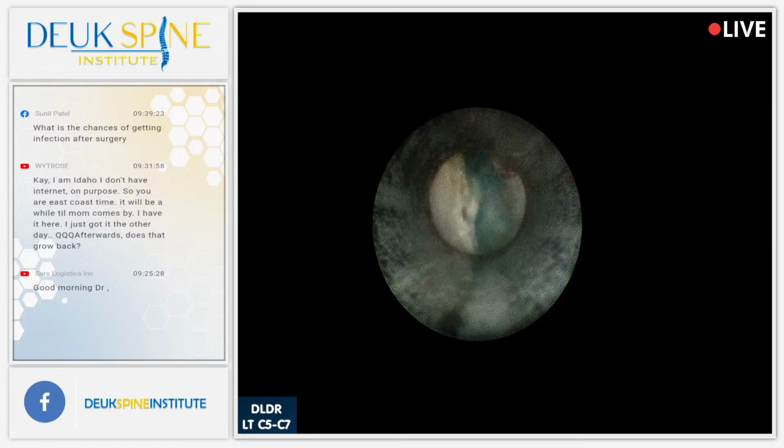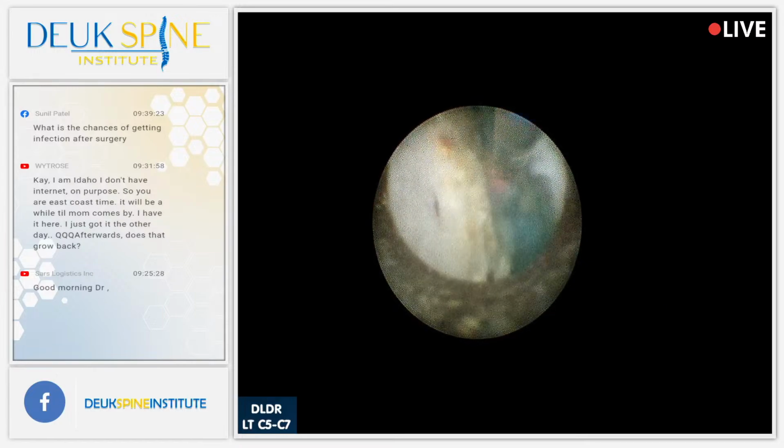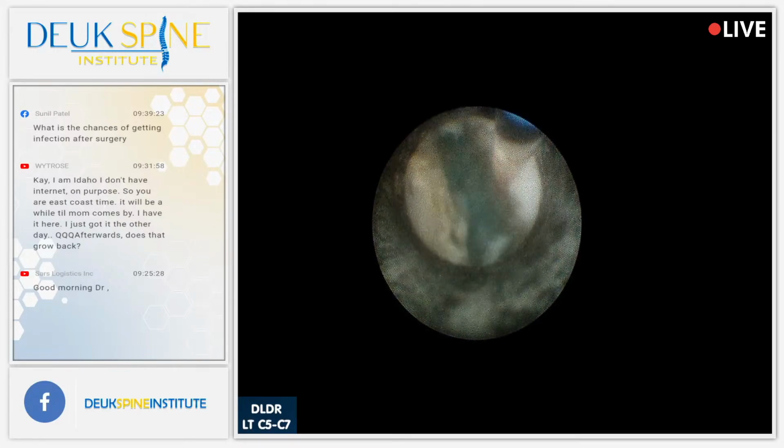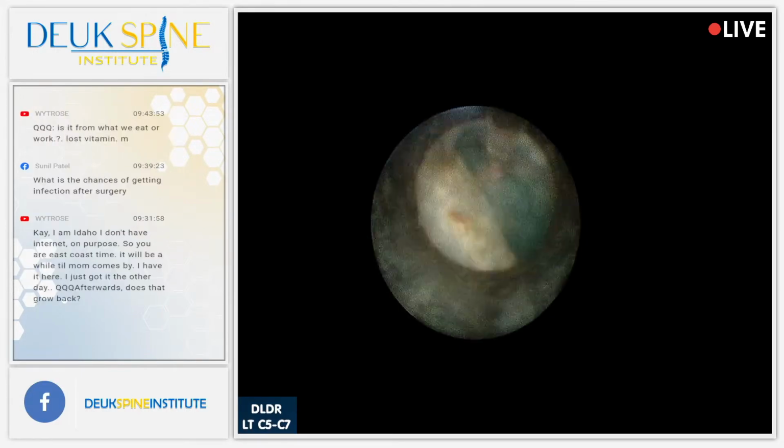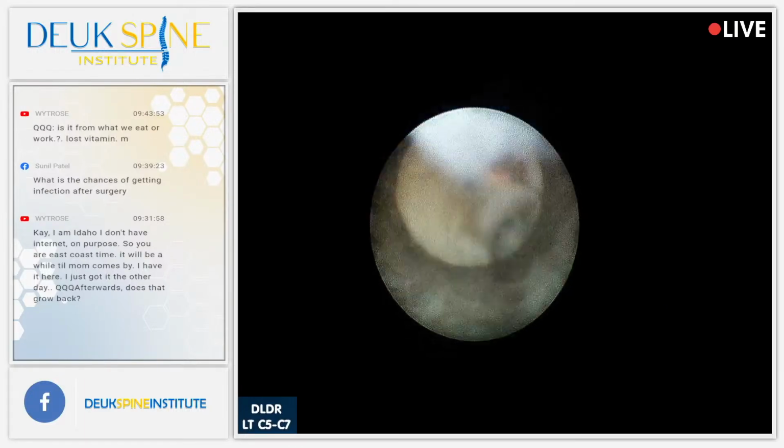All the herniation is now gone. I'm looking at the posterior ligament. I don't see any more pieces of herniation. The annular tear has been debrided. This should heal beautifully without any more pain for this patient.